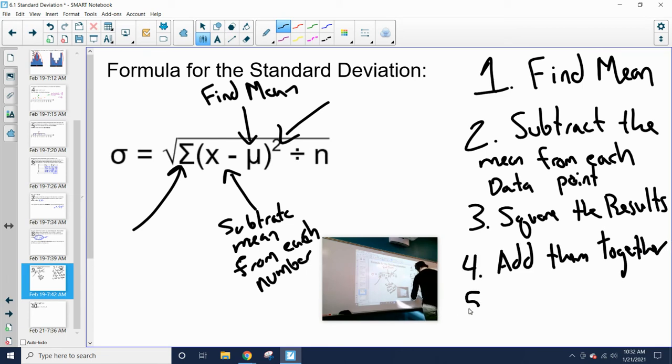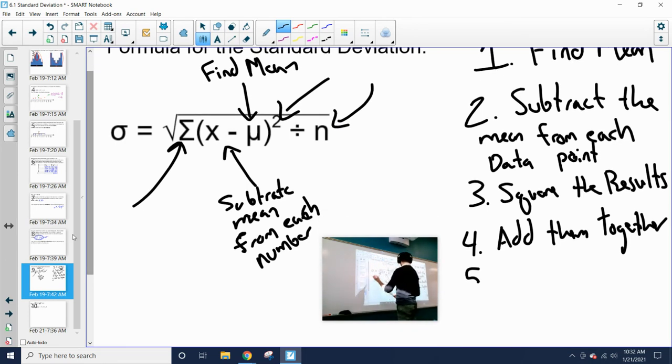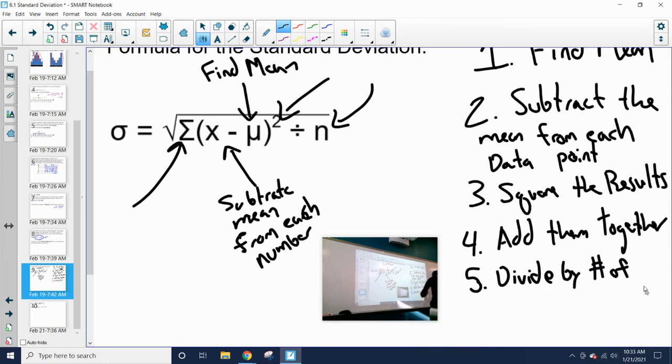Step number five, when we added them together, we have to divide. So we'll remember adding together, then dividing by the numbers that we have. That's our way of finding the average. So step number five was divide by the number of points that we had. Anytime you find the average, we always have to divide.